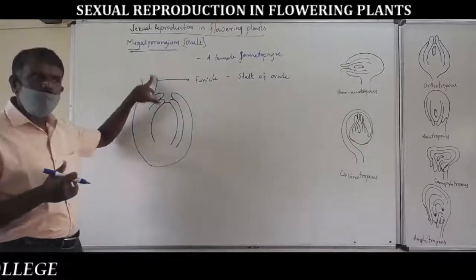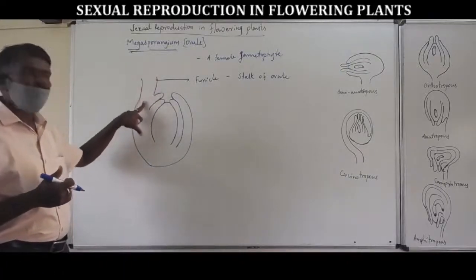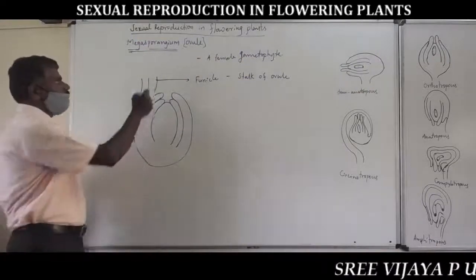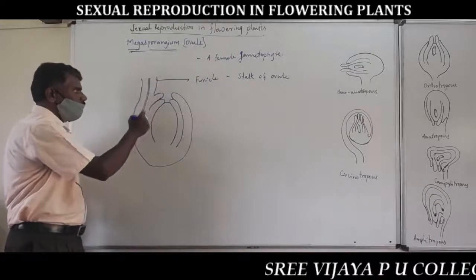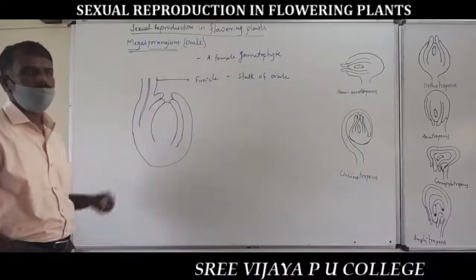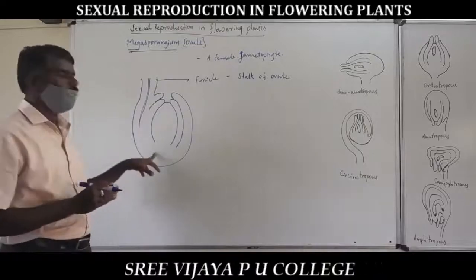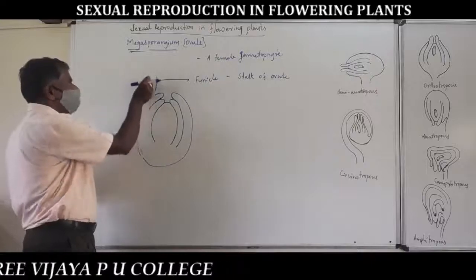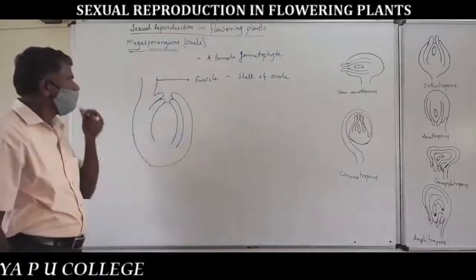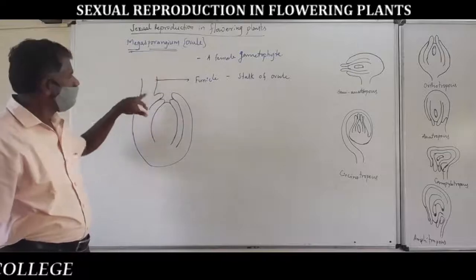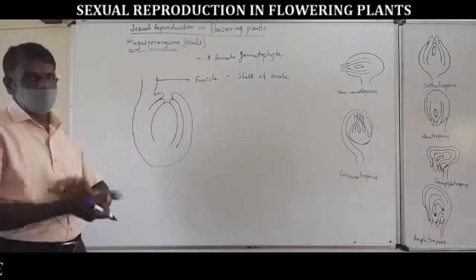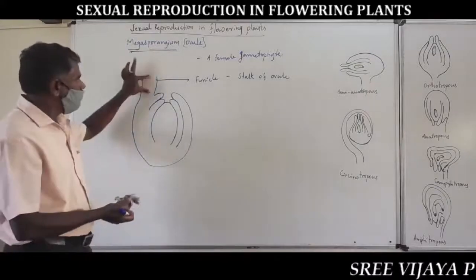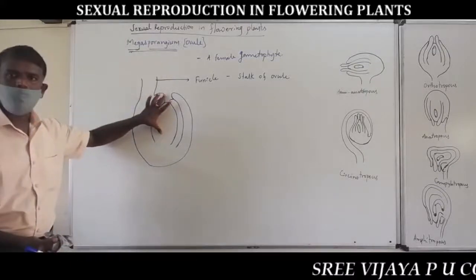Even in the funicle, there is a presence of vasculature, a vascular tissue. It supplies water and food towards the ovule. That is what we call the raphe. The raphe runs from the funicle, which attaches to the body of the ovule.